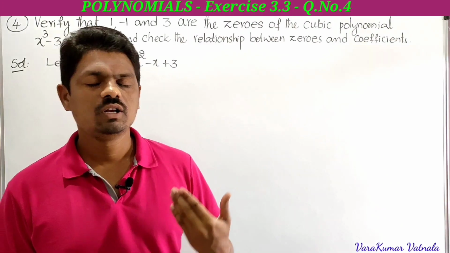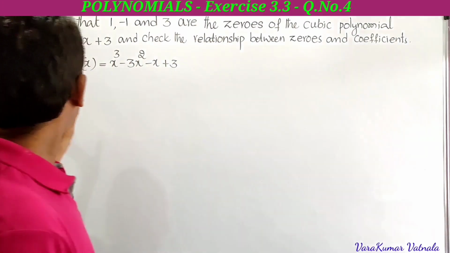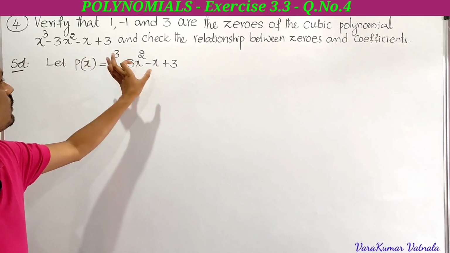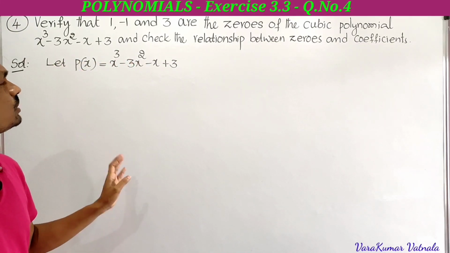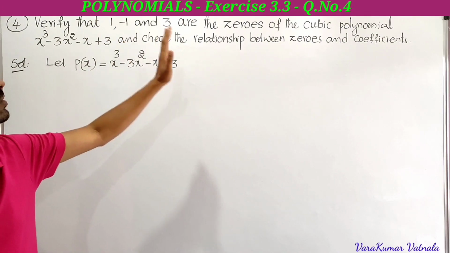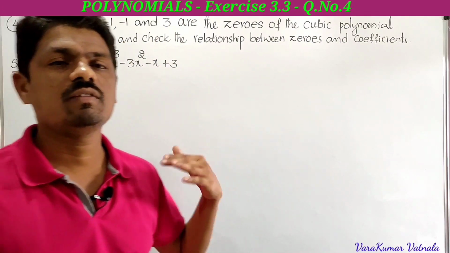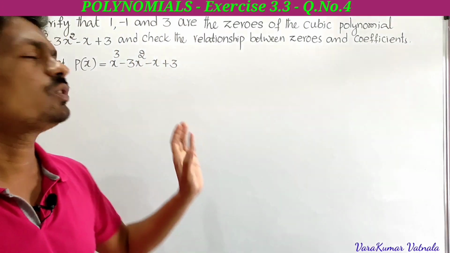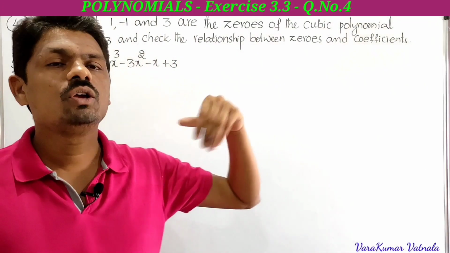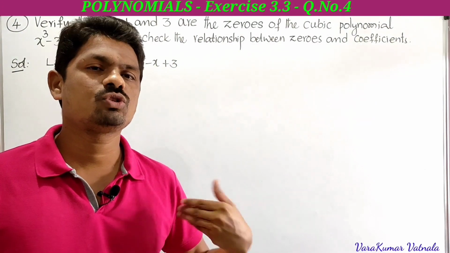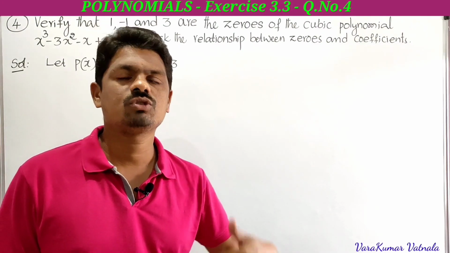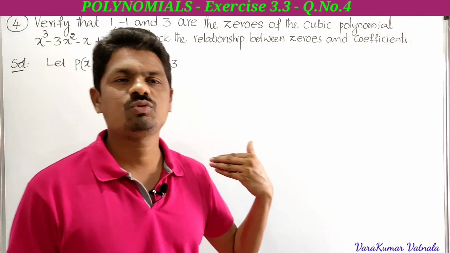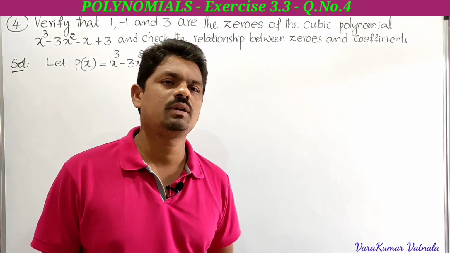So very important. See here, let p of x be equal to x cube minus 3x square minus x plus 3. He is asking to show that 1, minus 1 and 3 are the zeros of the given polynomial. So how can we show? By substituting 1, minus 1 and 3 in p of x. If we get p of 1 equal to 0, p of minus 1 equal to 0 and p of 3 equal to 0, we can say that 1, minus 1 and 3 are the zeros of p of x.